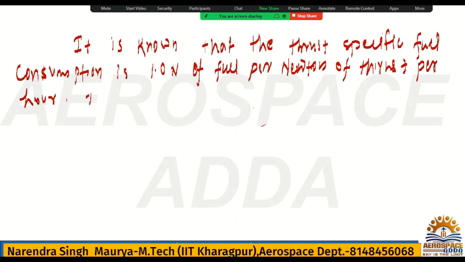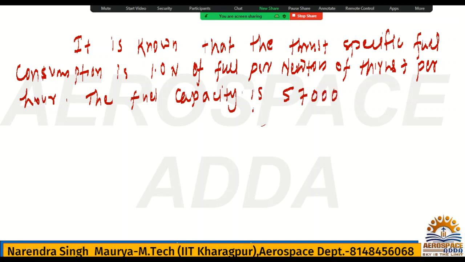The fuel capacity is, whenever you are going to fly, then what is the fuel capacity? That is nothing but the fuel capacity during takeoff, you can say, is 57,000 Newton. This is the amount of the fuel. Okay, fuel capacity. And remember, this fuel capacity is during the takeoff. Okay, 57,000 Newton. The fuel capacity means the amount of fuel the aircraft is carrying, 57,000 Newton. All right.